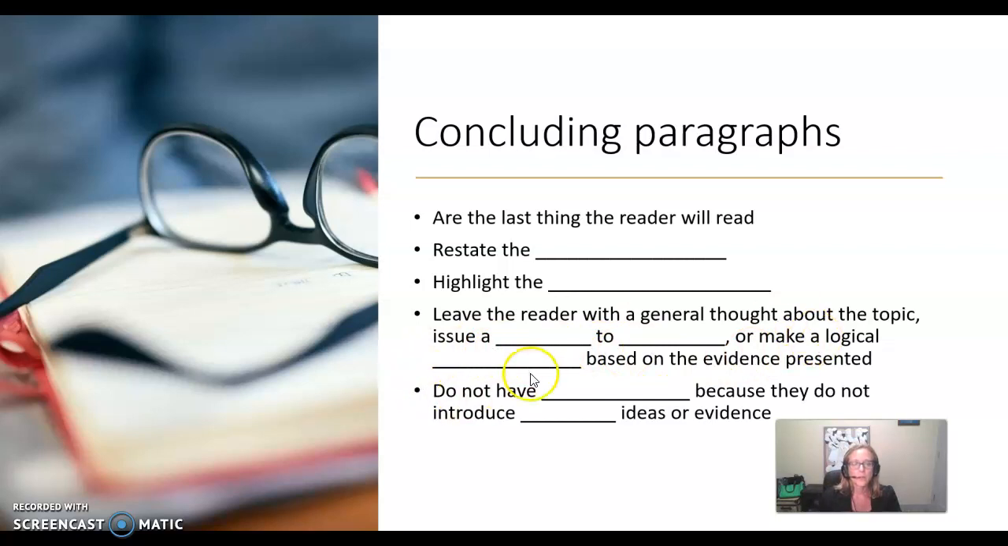Or you can make a logical prediction based on the evidence presented. If we don't do something, cultures are going to suffer, the world will suffer. If we do something, what will happen? Will it help reconciliation? So you can make a prediction here. And probably your concluding paragraph shouldn't have any citations in it, because you shouldn't be introducing any new ideas or evidence. Here you should just be summarizing everything that you've said. And your final thought is just a logical statement based on the information that you've already given.